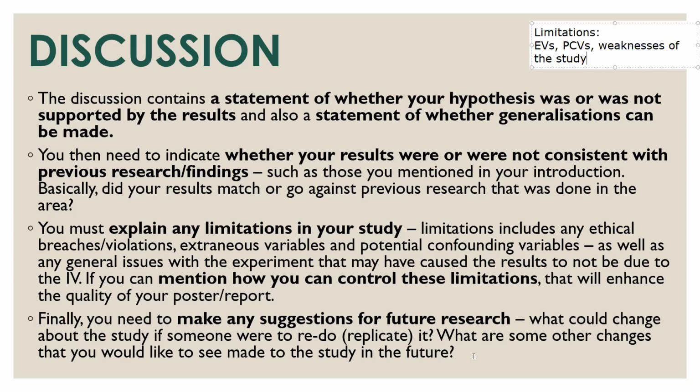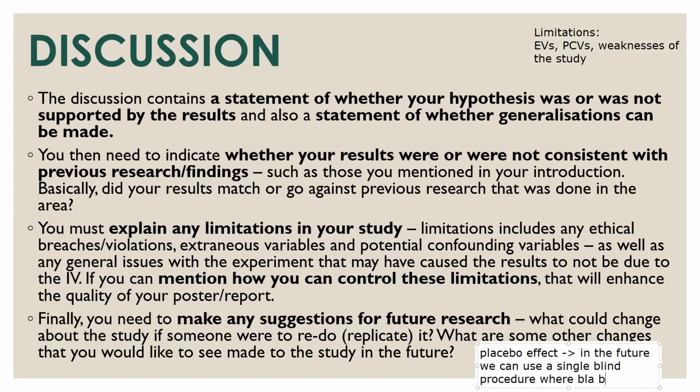Another important thing that a lot of students forget is this last point here about making suggestions for future research. So if, for example, we find out that we have a placebo effect in the study, we need to then say, how can we fix that for the future? So we can say, okay, well, in the future, we can use a single blind procedure where blah, blah, blah, okay? So basically that's showing that you're not only stating what's wrong, but you're also stating how to fix it, okay? And this is really important.